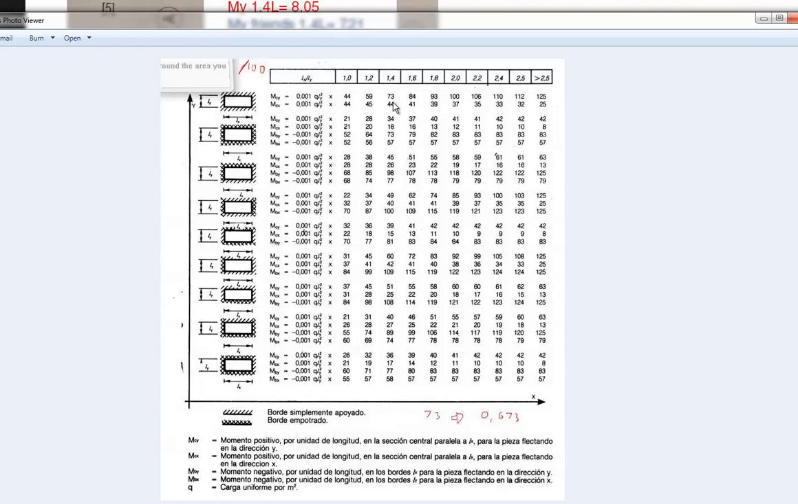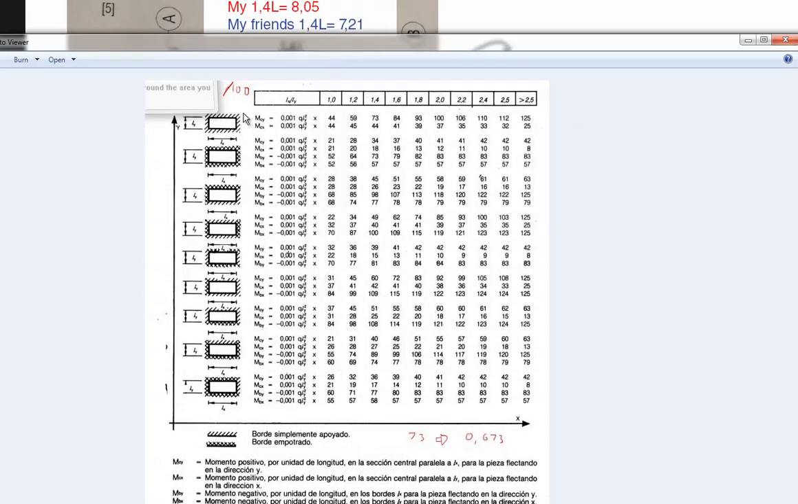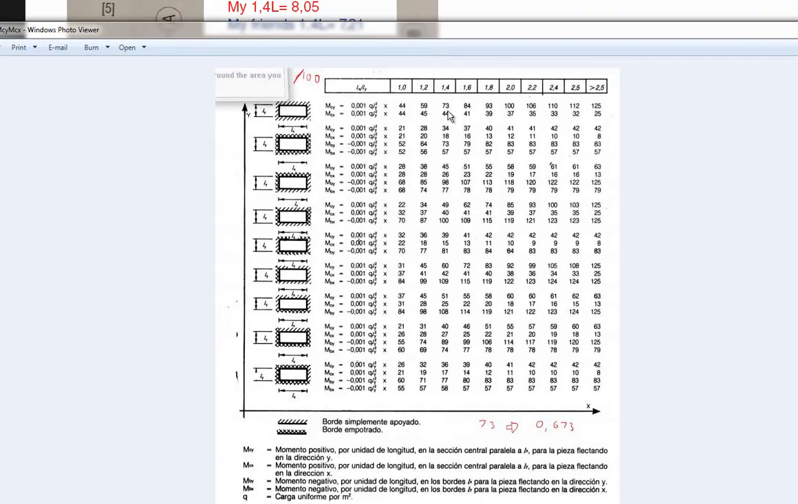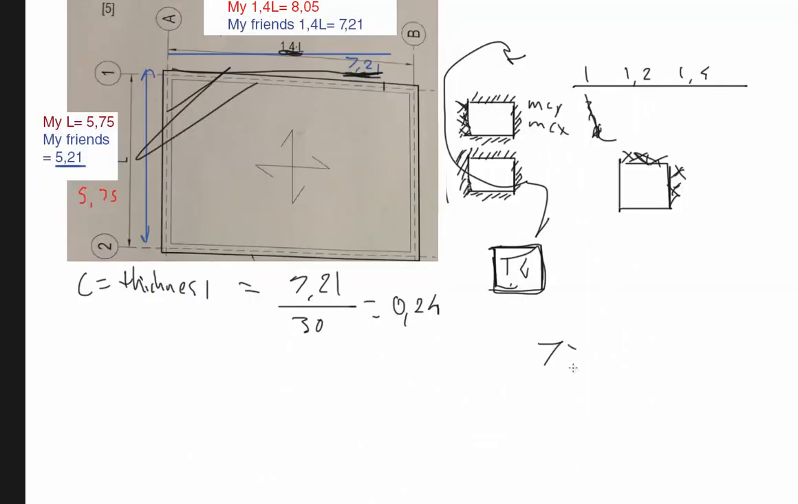Let's see, yeah, 1.4. Oh sorry, yes, exactly. So we will take this value, 1.4, and we'll take this value because it's like this. Then you see 73 and 44. You remember it, so you write down 73 and 44. So that's MCX, MCY, and divided by 100 would be, as I've said before, 44. Oops, almost made a mistake.